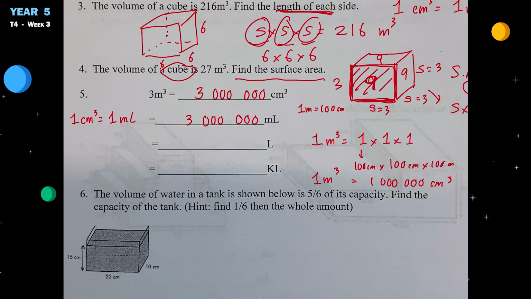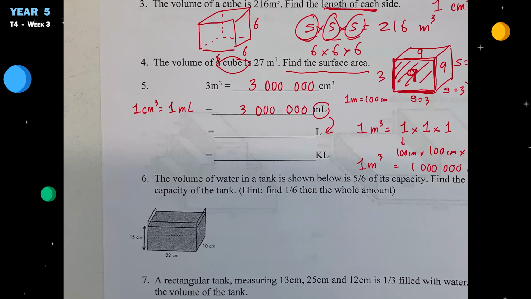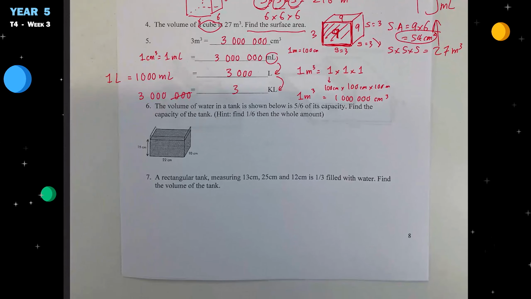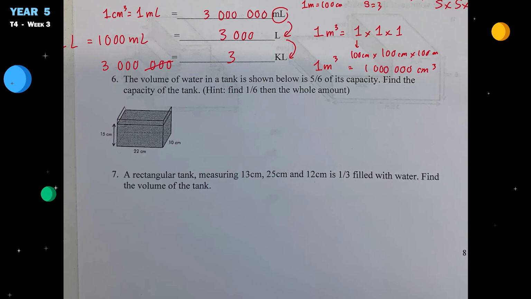Now if we have 3 million milliliters, how do we go from milliliters to liters? Well, we know that 1 liter is equal to 1,000 milliliters. So if you have 3 million, how many thousands are there? It's divided by 1,000, so that'll be 3,000 liters. And to go from liters to kiloliters, we divide it by 1,000 again. So divide 3,000 by 1,000, you get 3. So 3 kiloliters.